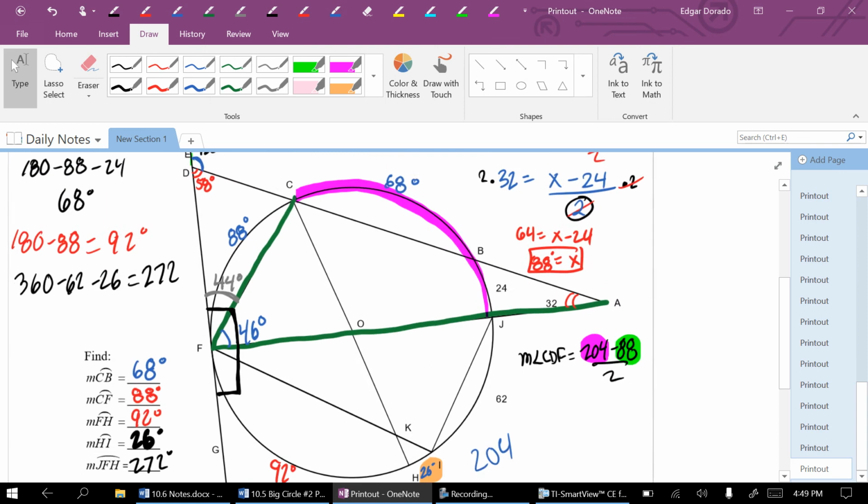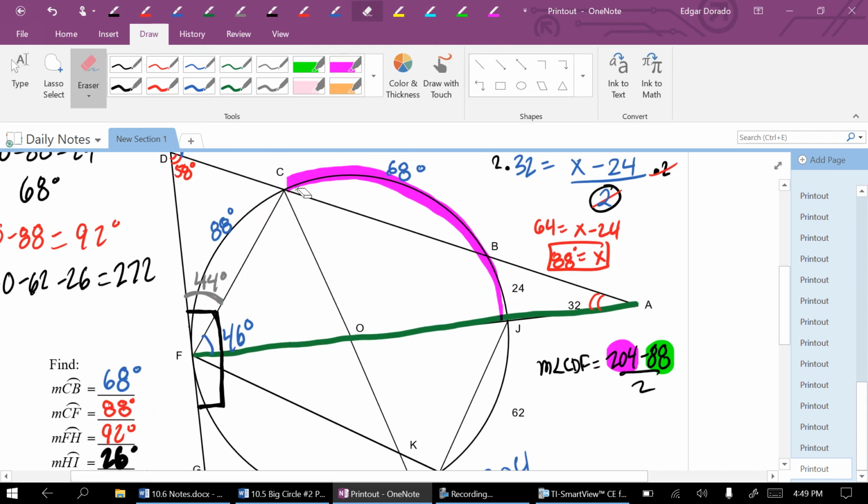I think that's probably one of the biggest pieces of advice I can give you guys: just ask yourself what kind of angles you actually have. In that case, we had an inscribed angle, so you have to find half of the intercepted arc. So just be careful there, guys.